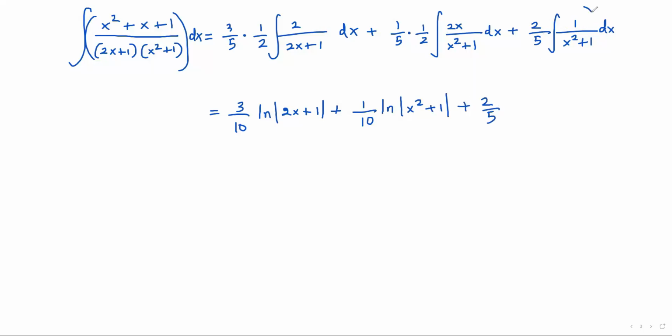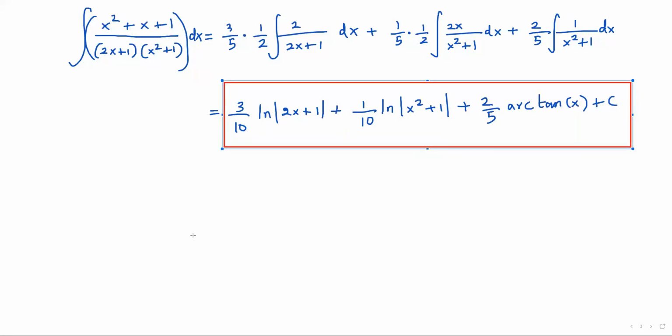Okay, so here I have to find the integration of this one. Its integration is arc tan x. Already we know that the derivative of arc tan x is 1 over x square + 1. So if I integrate 1 over x square + 1, it will be arc tan x. Okay, now I got the integration of the given function. That is 3 over 10 times natural logarithm of absolute value of 2x + 1, + 1 over 10 natural logarithm of absolute value of x square + 1, + 2 over 5 times arc tan x + c.